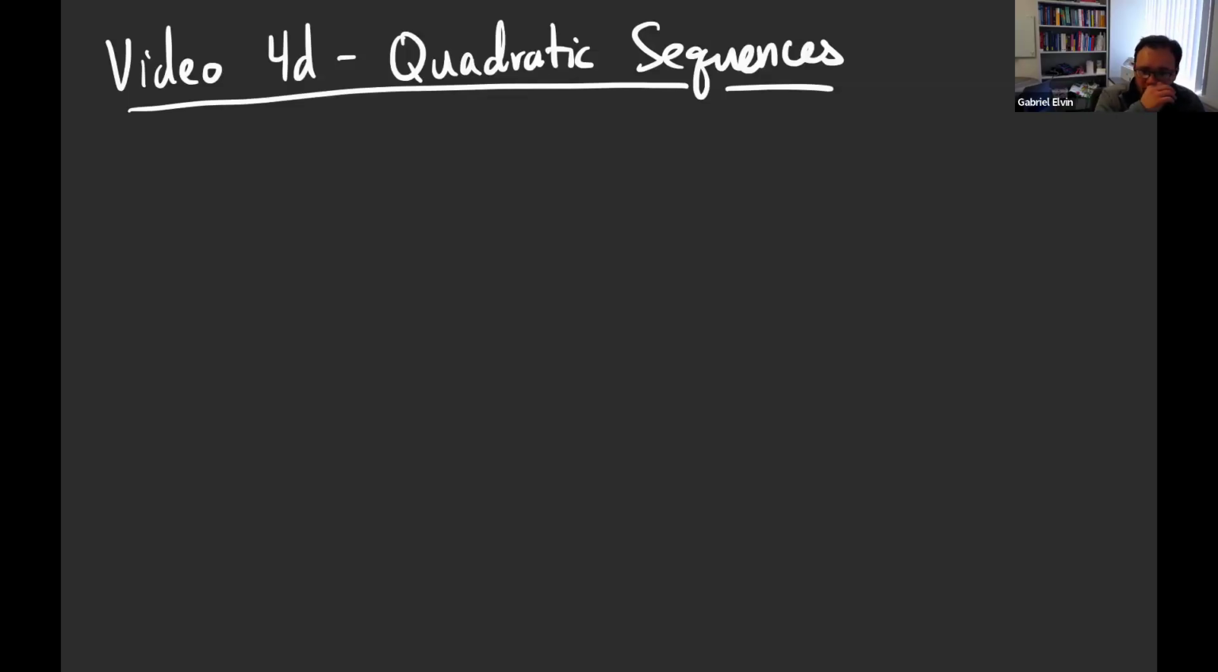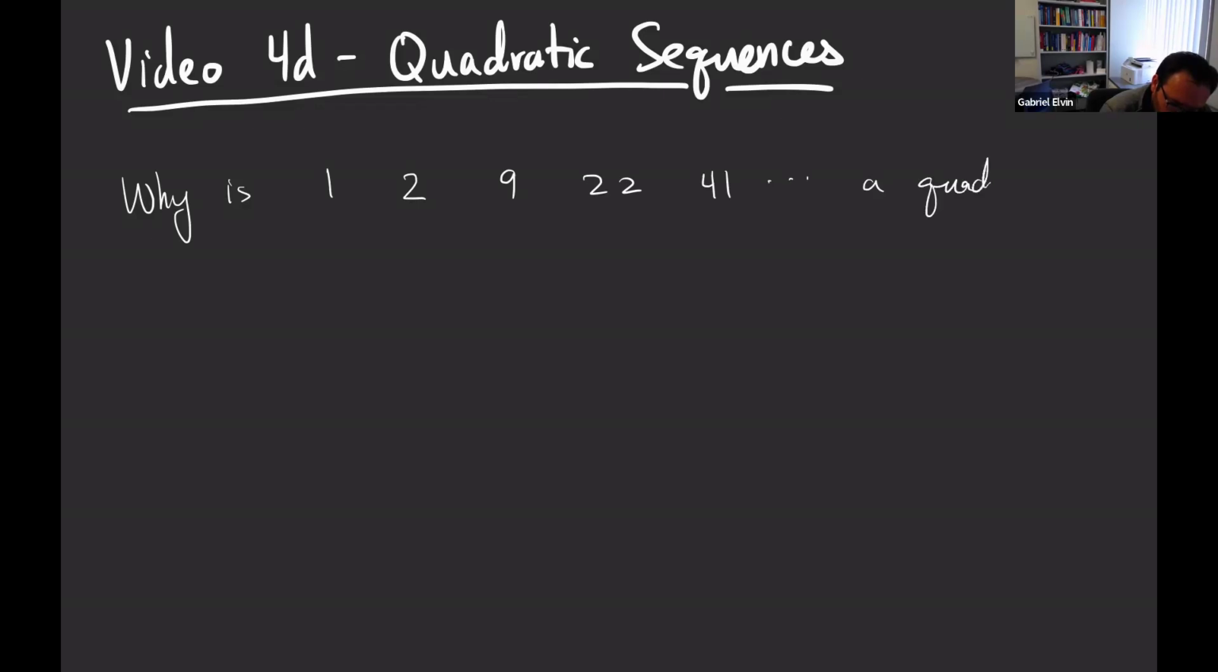Okay, so last video of the unit on quadratic sequences. In the previous video, you learned what they were or how to tell if a sequence is quadratic, but here we'll learn really what they are and how to find closed form formulas for them. So here's an example. Is the sequence 1, 2, 9, 22, 41 a quadratic sequence?